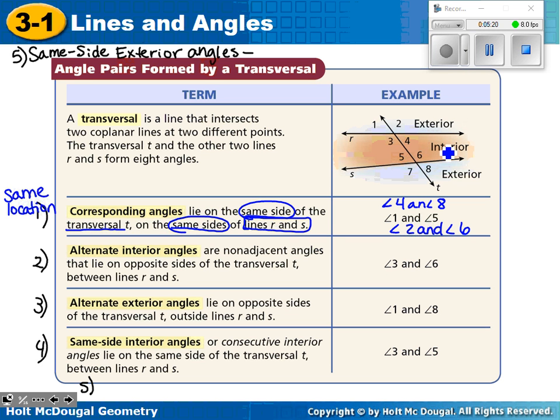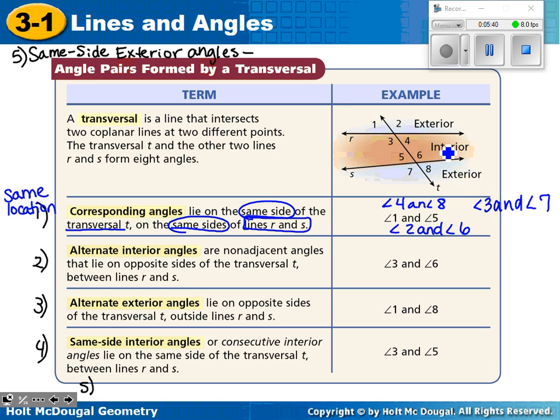5 and 1, and that's the one that they listed, 1 and 5. The other pair that we listed first was angle 3 and angle 7. So notice there are 4 different pairs of corresponding angles. They're in the same location. Think same place with respect to transversal and same place with respect to the other 2 lines.